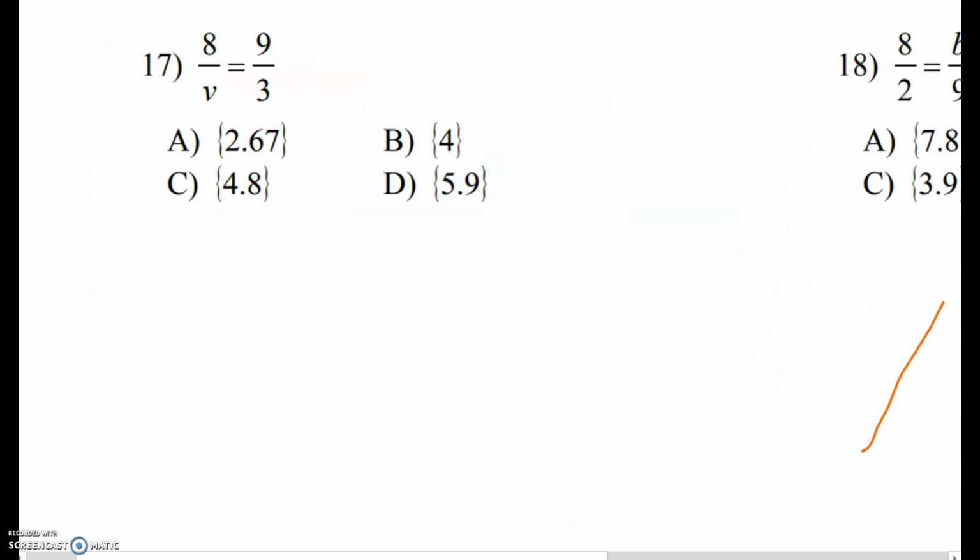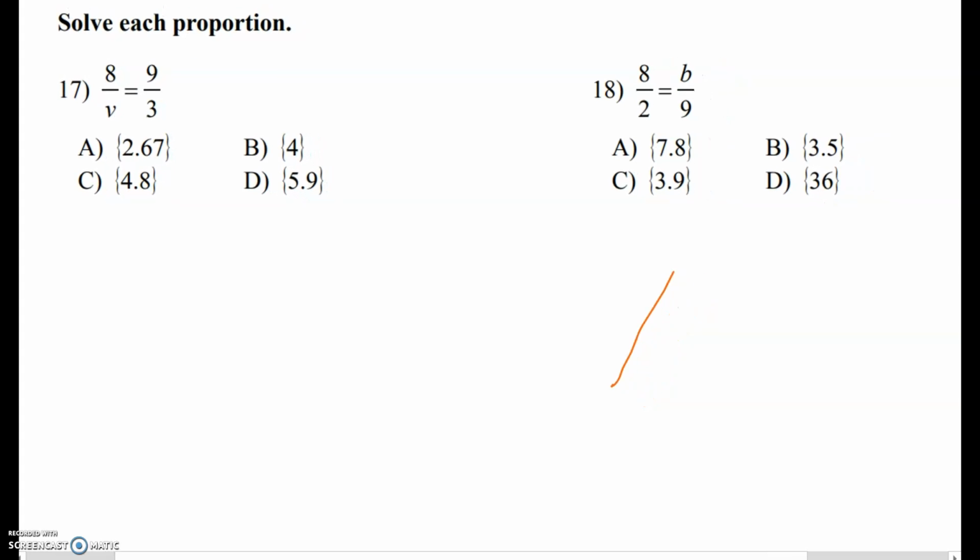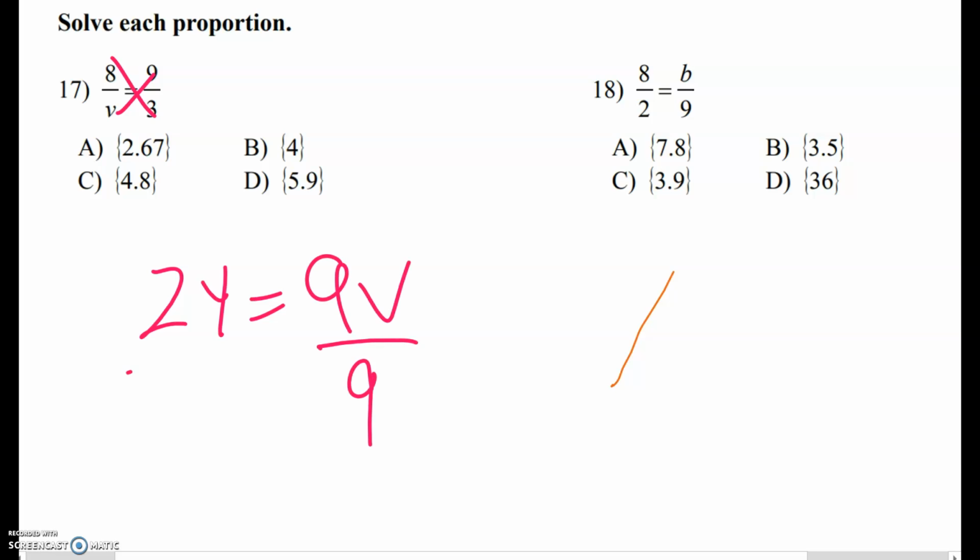All right, number 17 and 18 is just cross multiplication. Okay, just cross multiplication. Let's look at 17. All you're going to do is cross multiply, so 8 times 3 is 24. 9 times v is 9v. We're going to divide both sides by 9. Now 24 doesn't divide by 9, so we know it's got to be a decimal. So we know it's not that one.